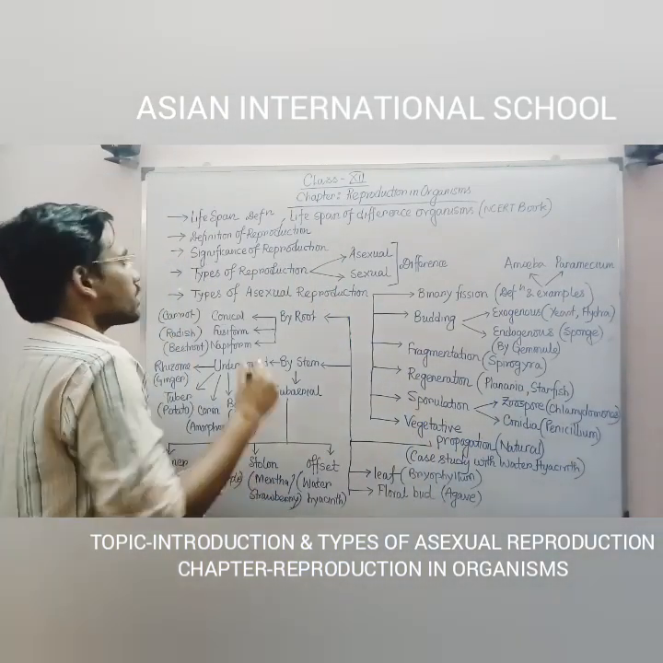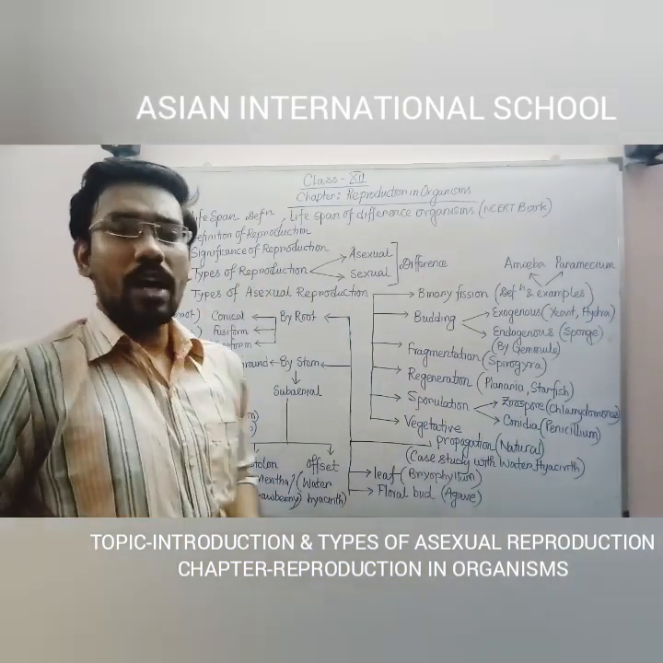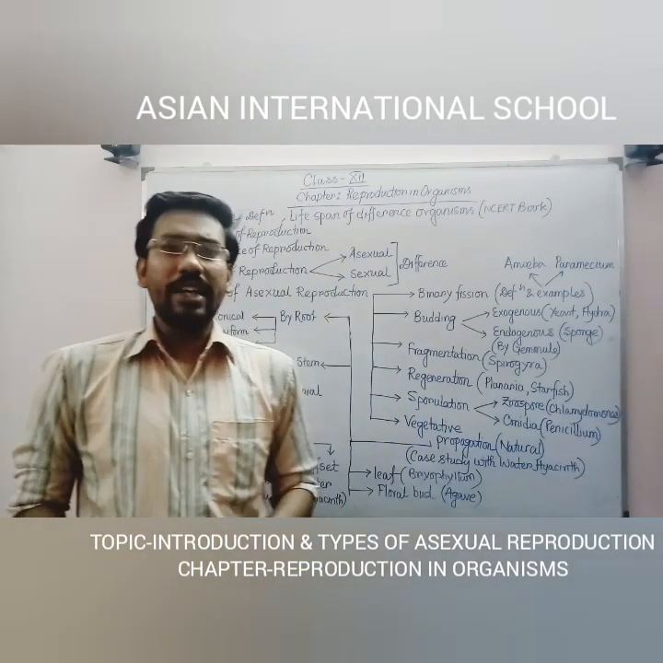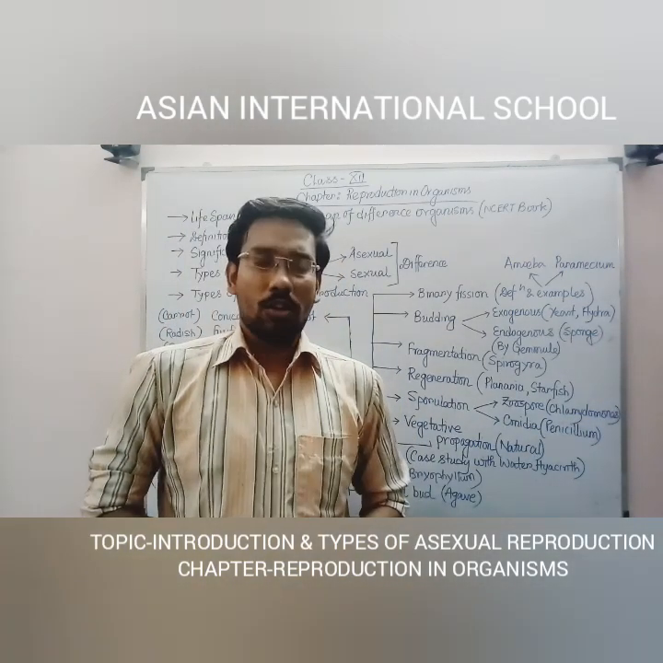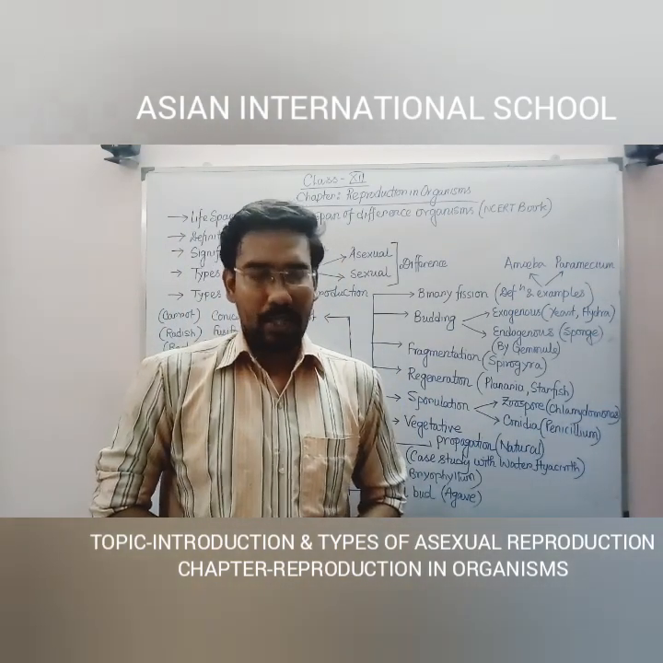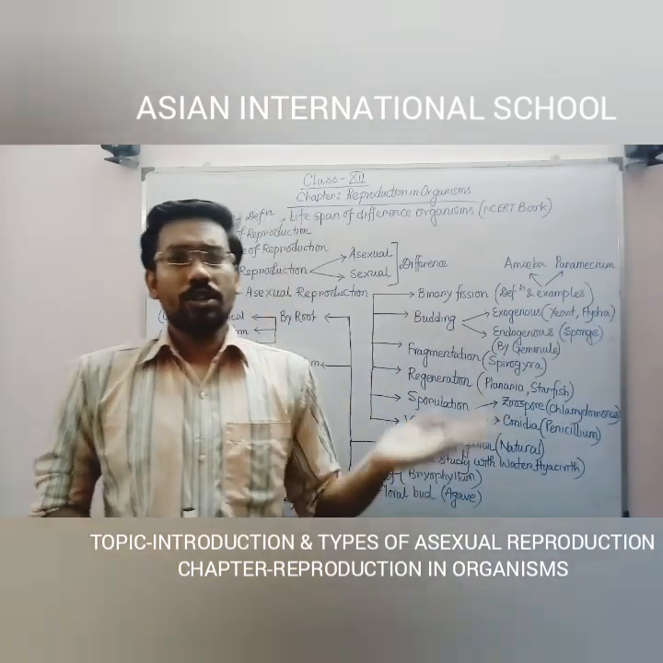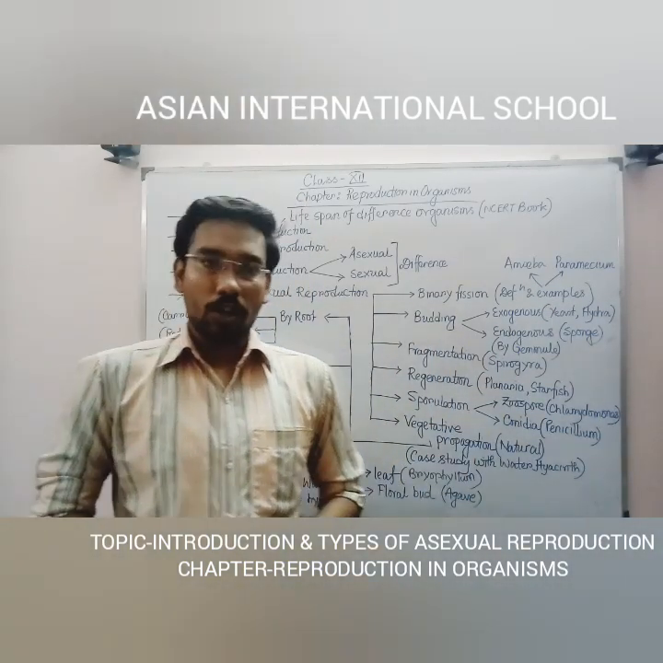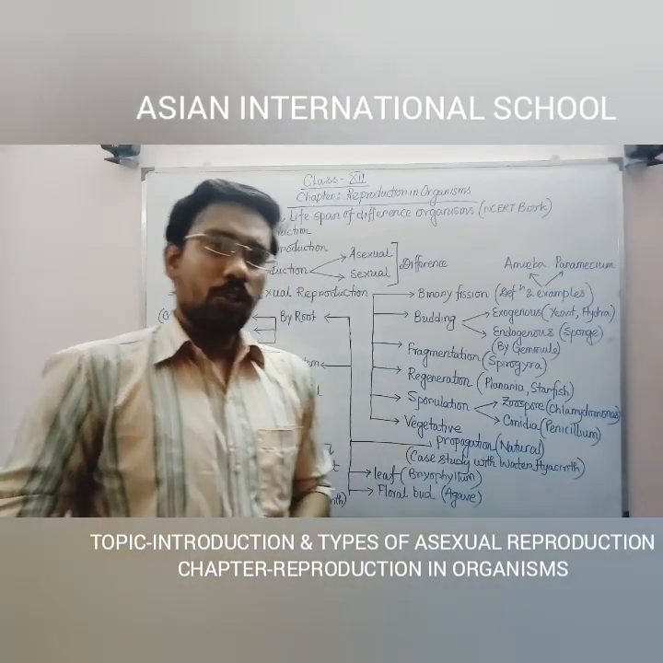Going to the next point, that is types of reproduction. Commonly there are two types of reproduction we can see. One is the asexual mode of reproduction, another is the sexual mode of reproduction. So what is the difference between these two?